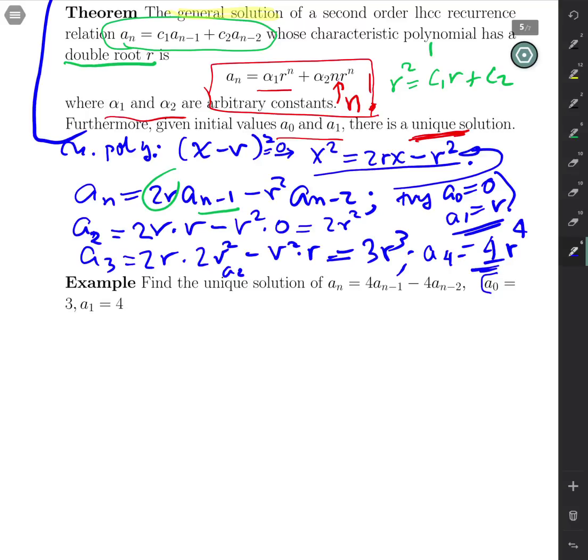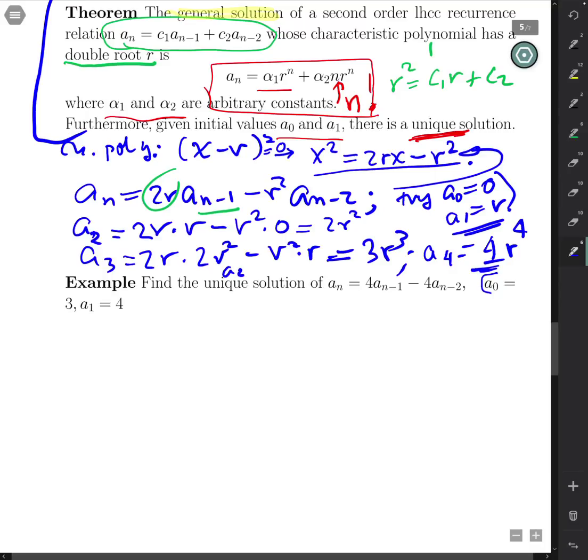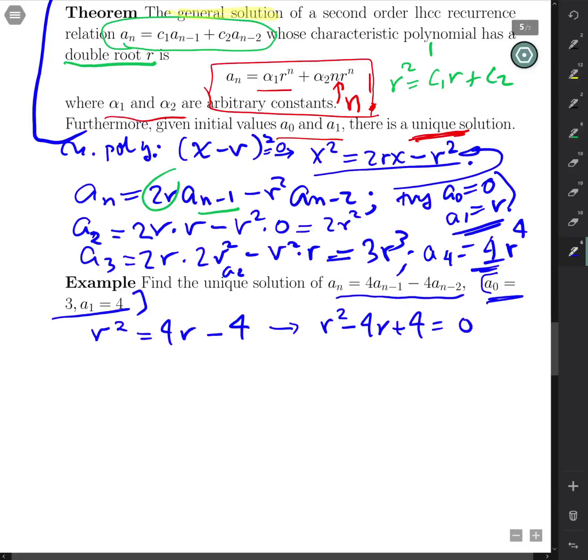So let's take an example of this double root situation with this particular recurrence relation along with some initial conditions here. With this recurrence relation, the characteristic polynomial would be r squared is equal to 4r minus 4, peeling off the coefficients there on the right hand side. If we put all on one side, it is r squared minus 4r plus 4 equals 0, or r minus 2 squared is equal to 0.